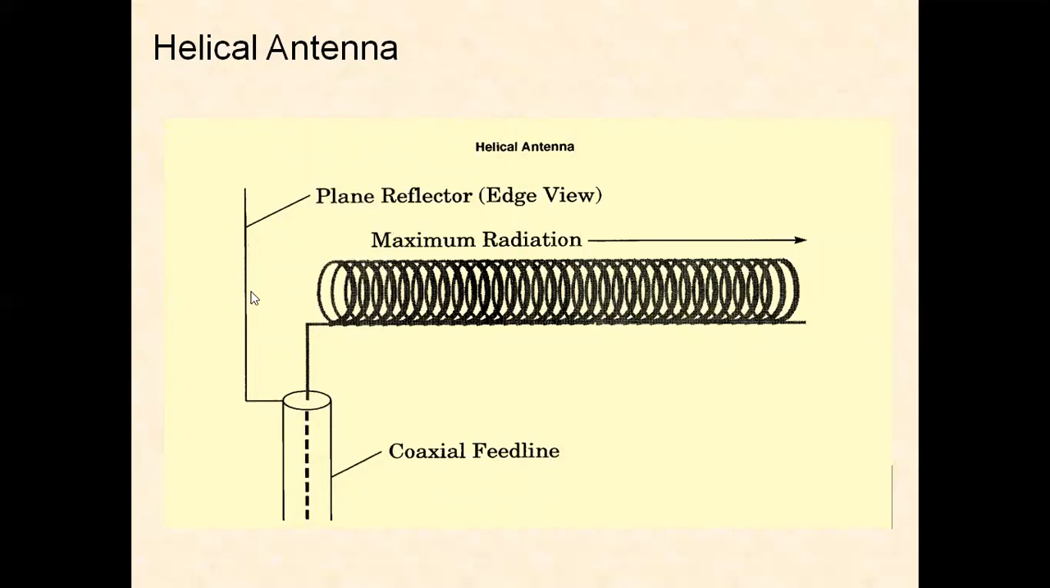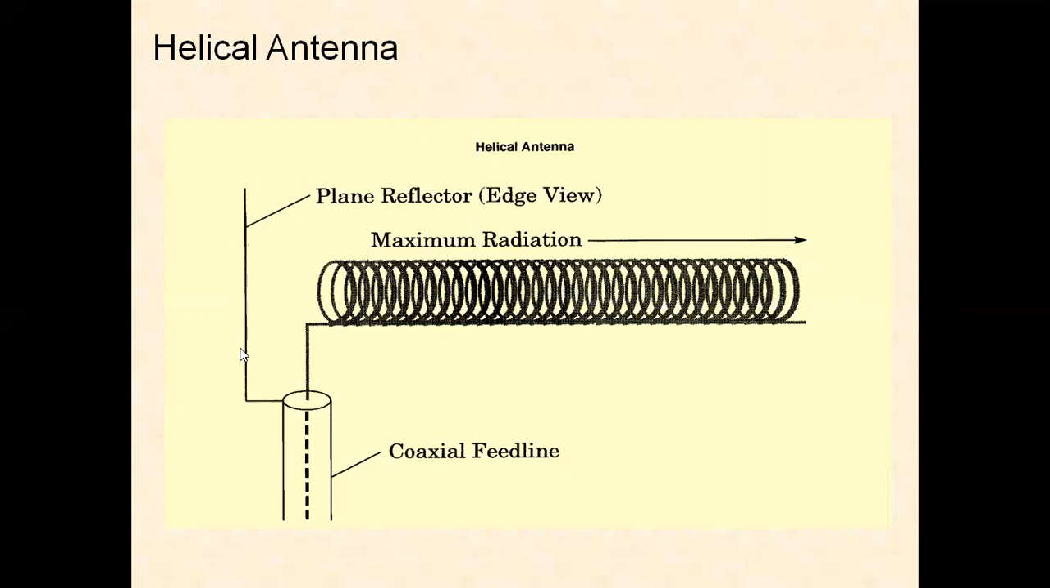And we have, this is the plane reflector. Through a coaxial feed, the modulated signal is applied, and then the signal passes through the turns of the helix. When the wave is moving along horizontally, it produces horizontal polarization. When the wave is moving vertically, it provides vertical polarization. So a circularly polarized wave is passing along the helix direction.